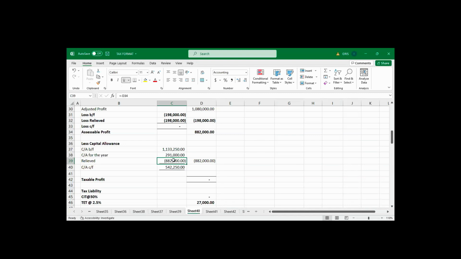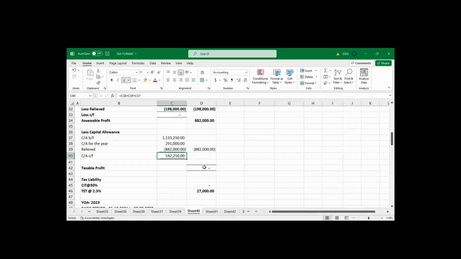So at the end of the day, when you minus 882 from this sum of the capital allowance, the capital allowance that you are going to carry forward is going to be how much? 542,250. Your tax liability: company income tax, no total profit or taxable profit again, so your company income tax is nil. Education tax, 2.5% of what? Because this is the 2022 year of assessment. 2.5% of adjusted profit, sorry.